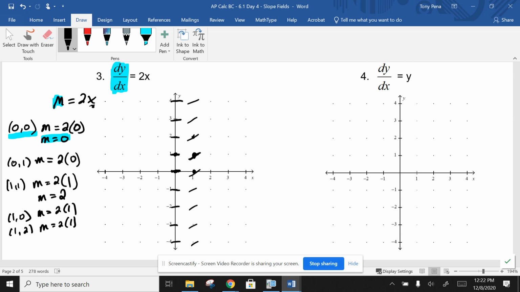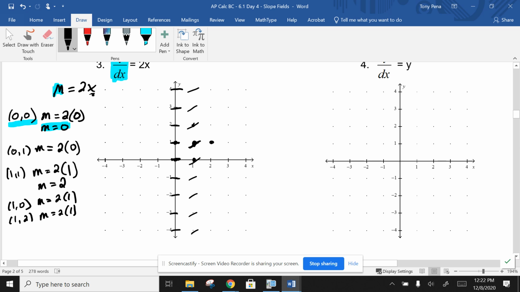The other thing you're going to get graded on, let's move on over here to the point (2, 1). So now let's take this point (2, 1). We know our slope is always twice the x coordinate. The x coordinate at this point is 2. So the slope at that new point, (2, 1), should be a 4.